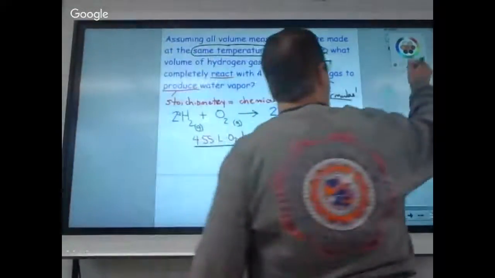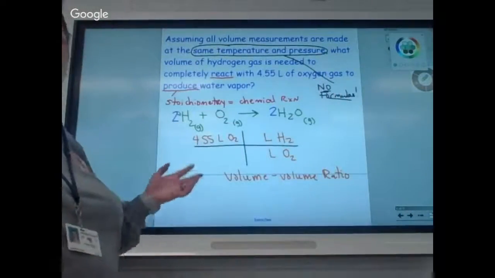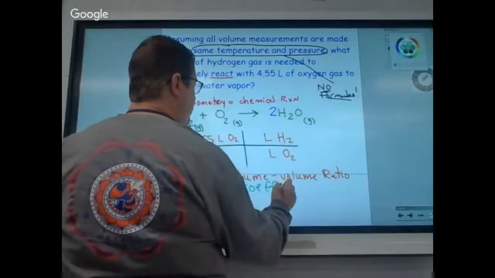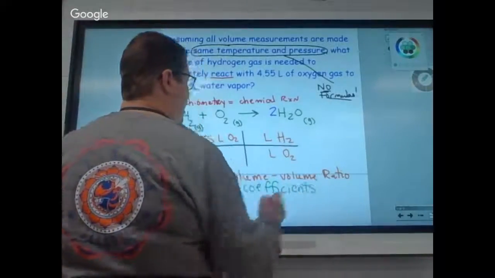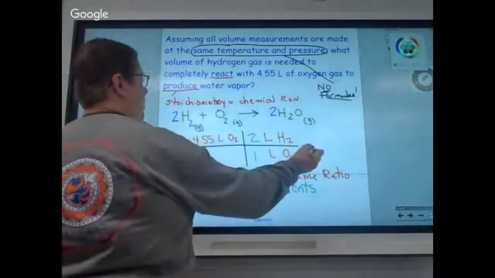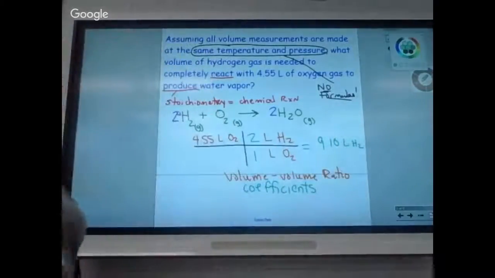So when I fill in these numbers, what do I know about hydrogen and oxygen? The numbers come from where? Come from the coefficients. Volume ratios always come from the coefficients. So hydrogen has a what? And oxygen has a what? So we get what? 9.10? Questions? That's it.